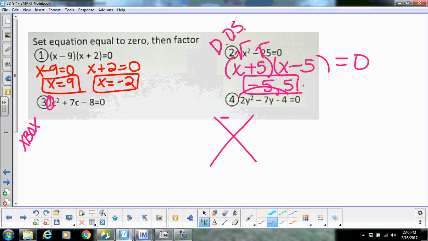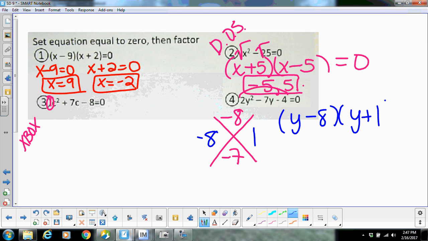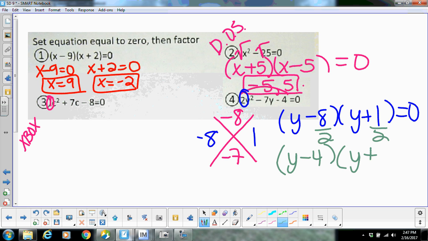So 2 times -4 is -8, -7 on the bottom. My two sides will be -8 and +1. So that gives me y minus 8 and y plus 1. Okay, but because this number was not 1, we have to divide by that. Remember what we talked about in class today? This one will simplify. This one does not reduce, so we can leave it as 1/2. You don't actually have to bottoms that up because you're going to have to undo that whenever you solve. So that makes this one +4 and this one -1/2.